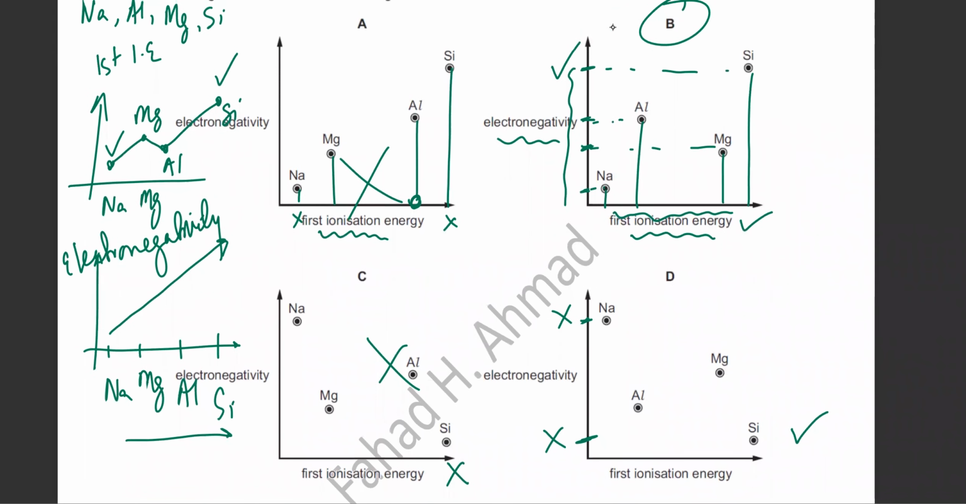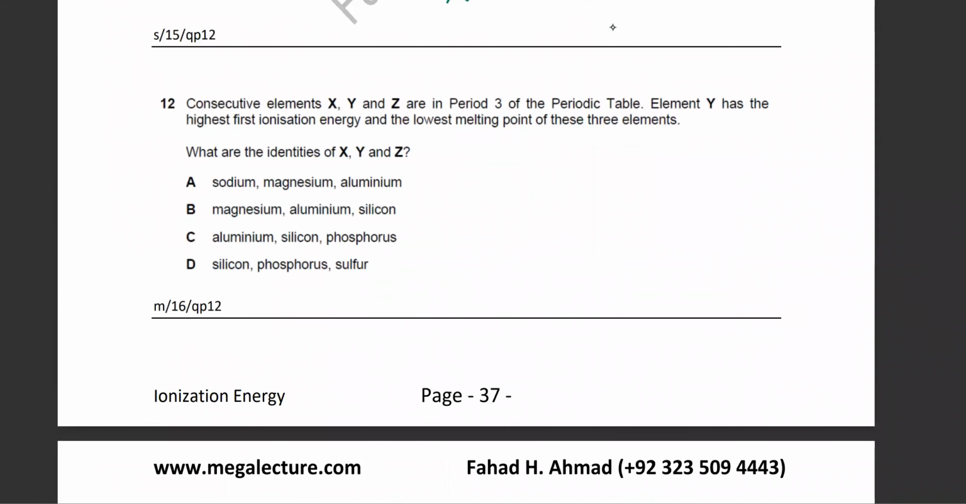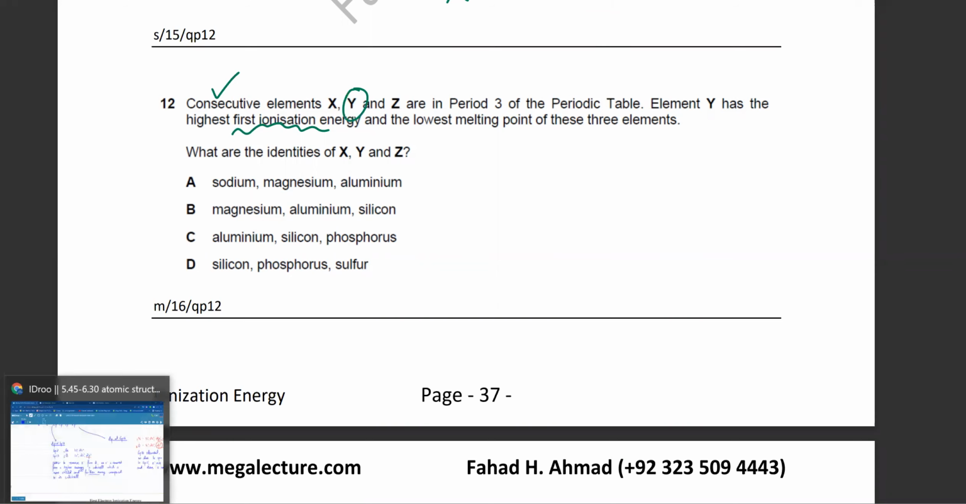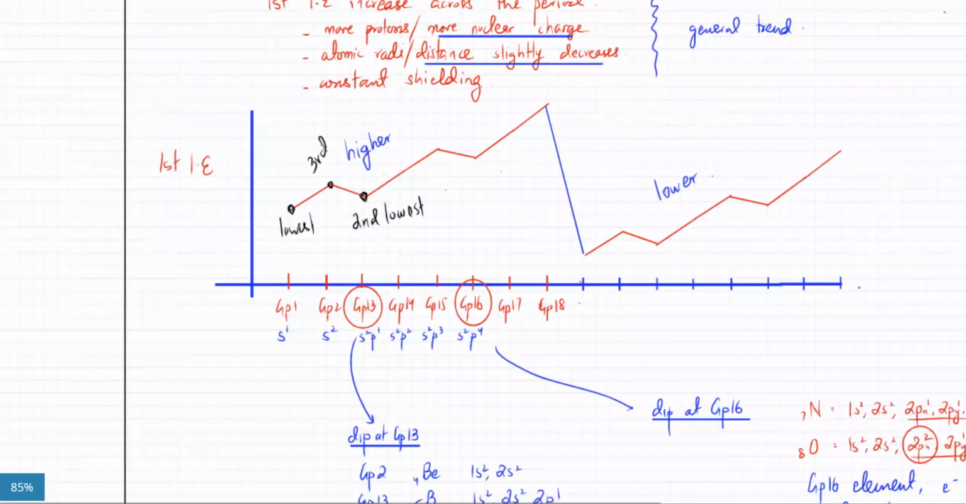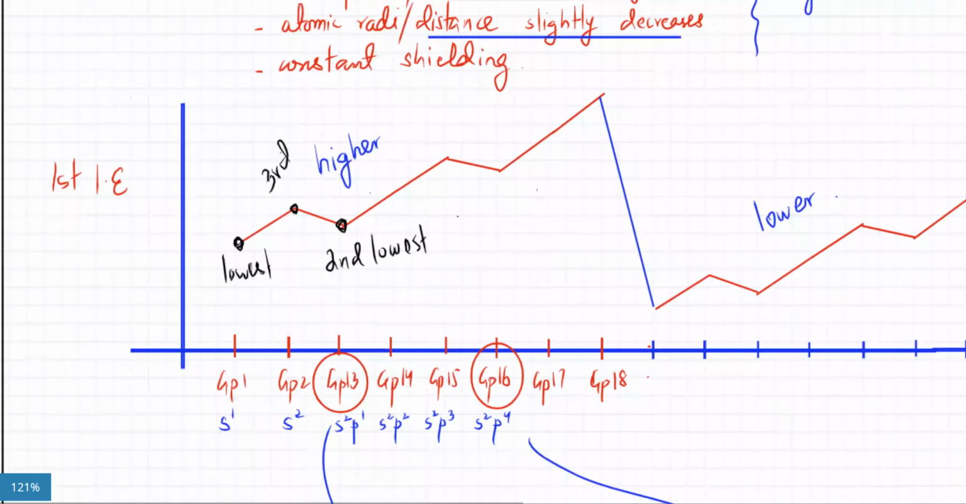So next, you've got consecutive elements X, Y, and Z in period 3 of the periodic table. Element Y has the highest first ionization energy. Remember they are consecutive elements, so you're moving across the period. If I look at the graph, the middle one is going to have the highest ionization energy. So the middle one can be this one.